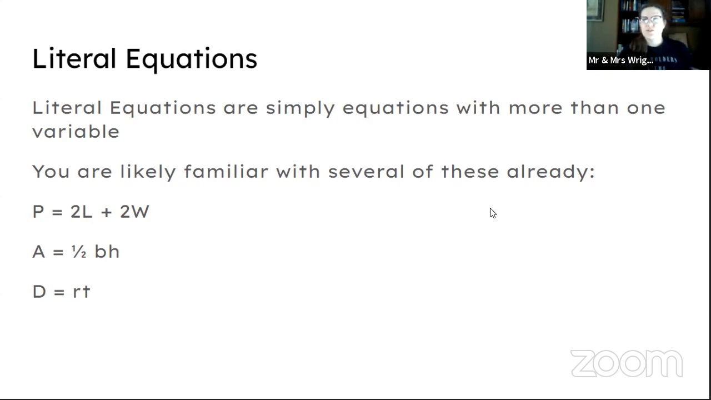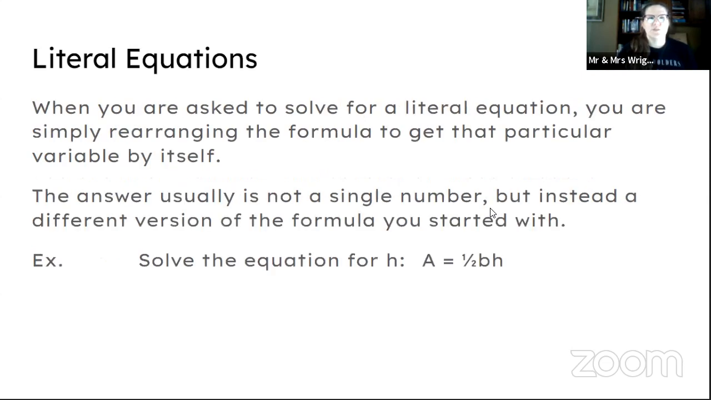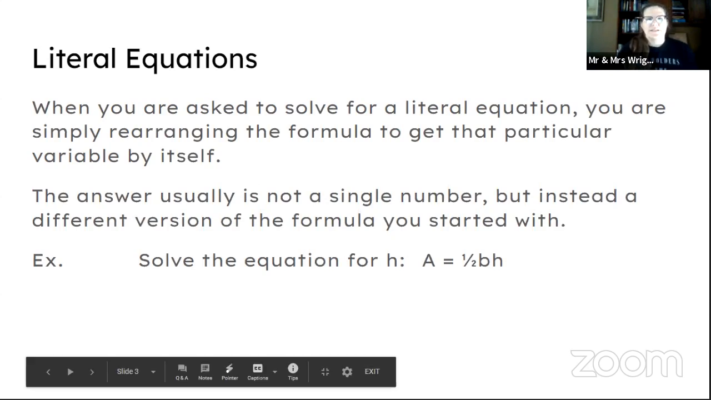Now, you are used to being given some information and filling it in and finding the answer. So if you're looking for the perimeter of a rectangle, you're usually given the length and the width, and then you have to find the perimeter. But sometimes you can be asked with literal equations to solve for one of the variables. Okay, so when you're asked to solve a literal equation for one of the variables, you're simply going to rearrange the formula to get that particular variable by itself.